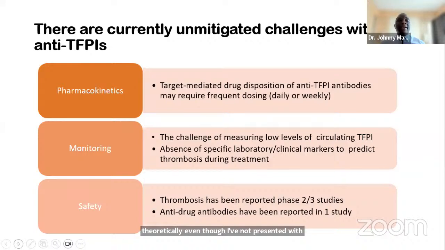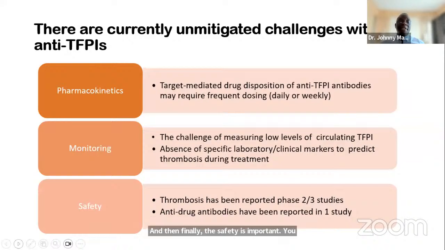What are some of the challenges? There are a number of unmitigated challenges with anti-tissue factor pathway inhibitors. Number one is the pharmacokinetics. They undergo target-mediated drug disposition. The consequence of that, in fact, in the case of concizumab, is that it has to be dosed on a daily basis because of that target-mediated drug disposition. The monitoring is a particular challenge in the sense that the tissue factor pathway inhibitor that is associated with the endothelial cells is very low in amount. And in fact, it's particularly challenging to be able to measure it accurately. And perhaps more importantly, one does not have predictors or markers of thrombosis during the use of anti-tissue factor pathway inhibitor that one can use as a handle as to whether the patient was either safe or not safe in using the drug. And then finally, the safety is important.